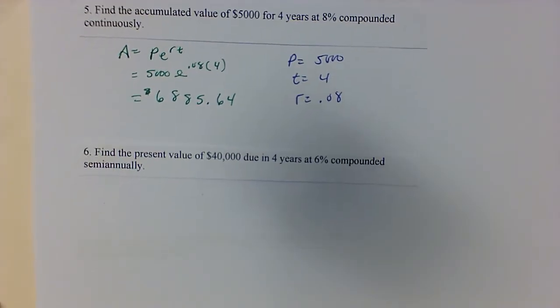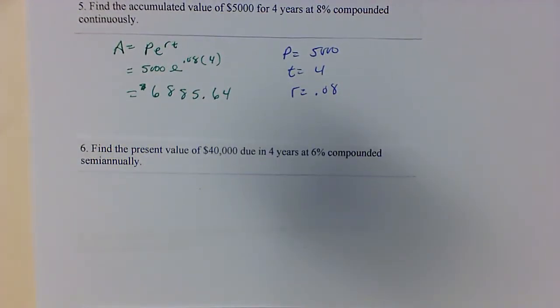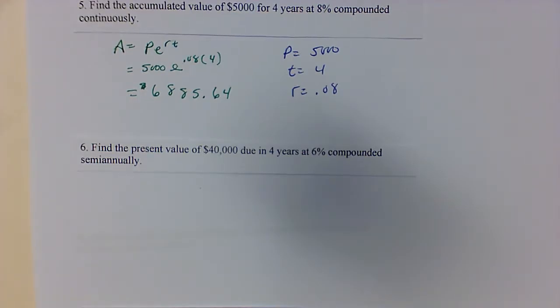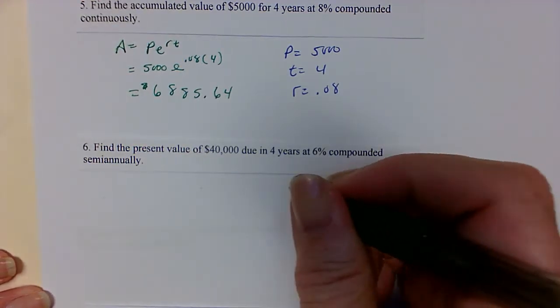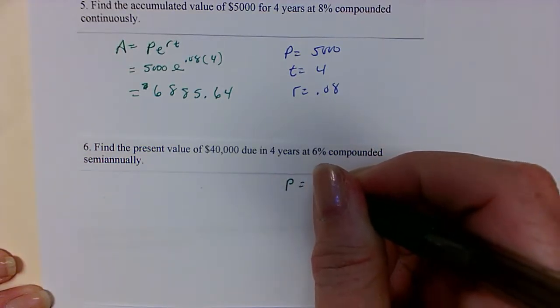On the next example, on number 6, we are finding the present value of $40,000 due in 4 years at 6% compounded semi-annually. So we are looking for the present value of what the value is now. So we are looking at what all are we given in our problem. So 40,000 is going to be our P. So P is equal to 40,000.